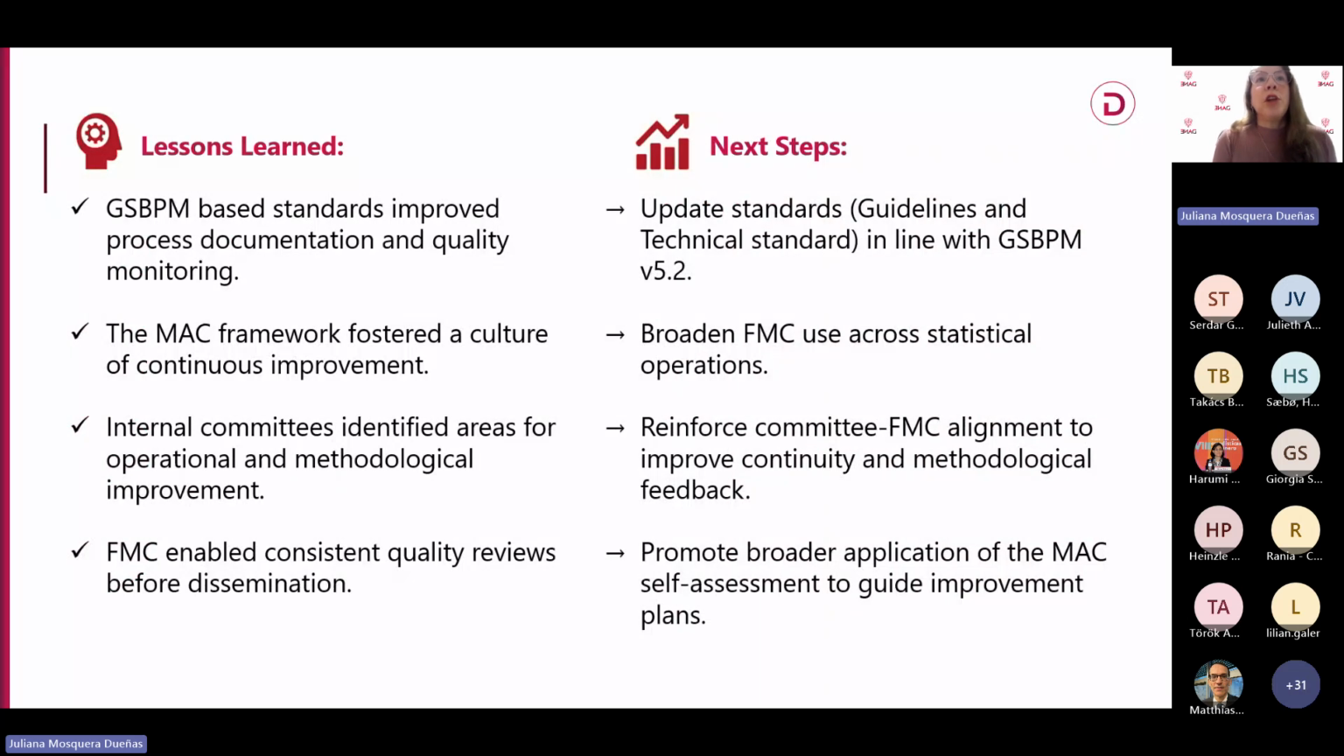Okay, and the lessons learned, finally. Of course, GSBPM standards, such as the guidelines I showed you and the technical standard, NTC, have improved the communication and quality monitoring within our statistical process and the NSS and DANE's statistical operations. The MAC framework, as I told you, is very important because it promotes a culture of improvement within the entities. Of course, internal committees are really an important tool to identify areas for improvement. And this can be in operational things or methodological documentation.